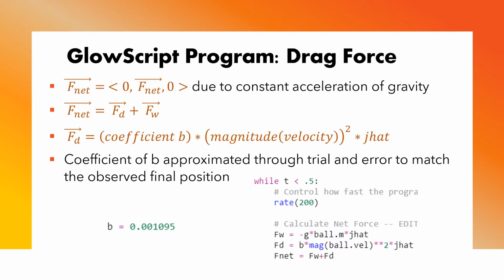To include drag force, I changed the net force to be the sum of the calculated force of gravity and the calculated drag force. I set drag equal to the coefficient b, which is approximated through trial and error runs until the predicted final position best matched the observed final position of the ball, times the magnitude of the velocity squared, times the positive j-hat vector since the direction of drag is opposite to the direction of the object's motion. I input all this information in my code down below.